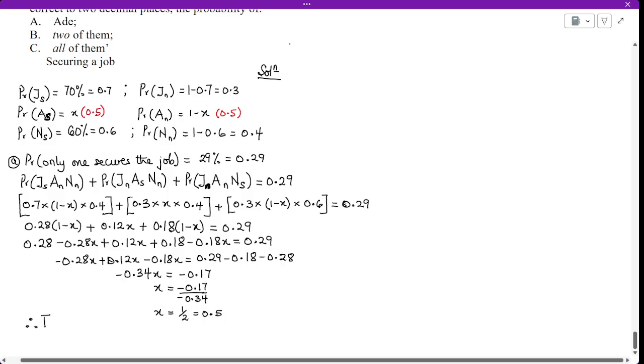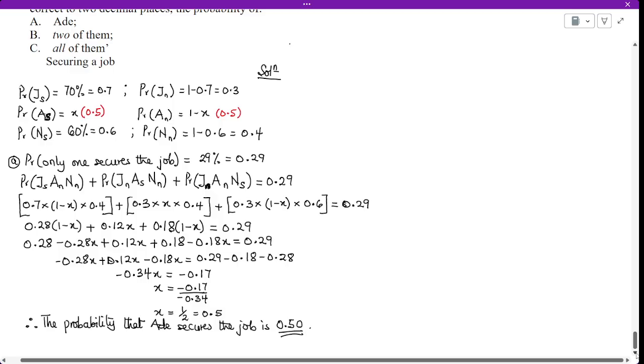Therefore, the probability that Ade secures the job, they are saying in 2 decimal places, so this becomes 0.50. All right, so this is the answer I have for the question number 13A. Okay, let's move on to B.